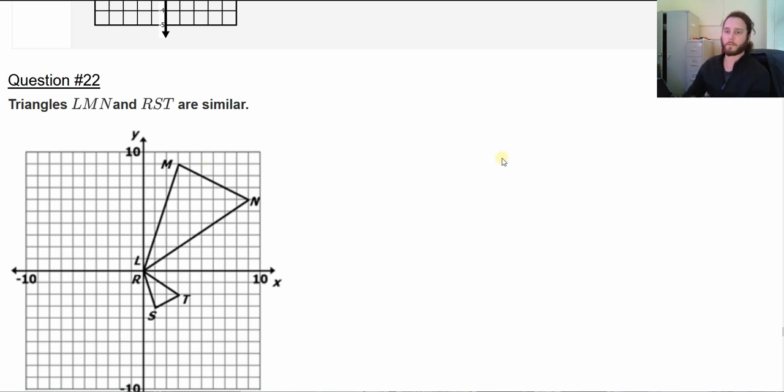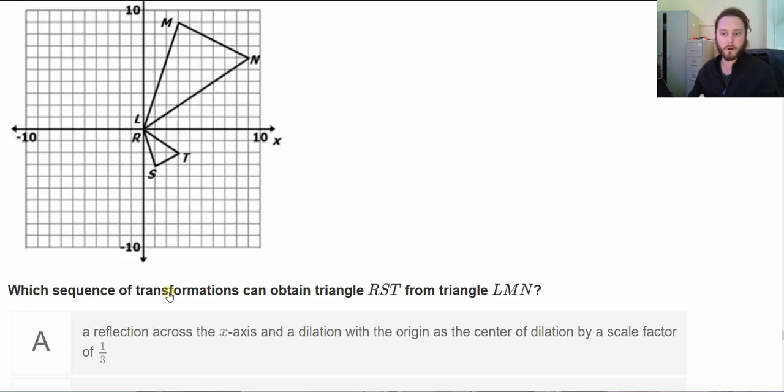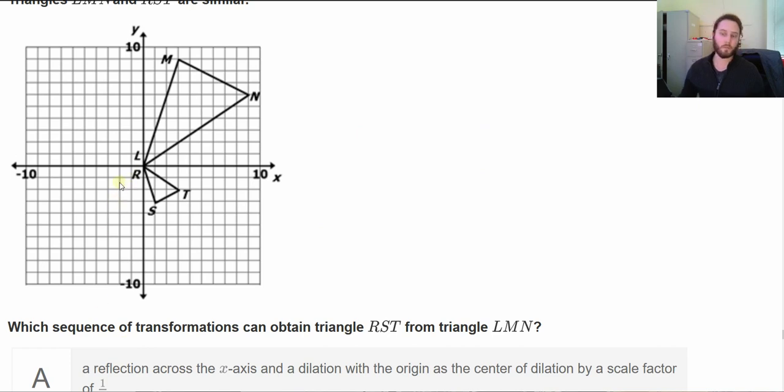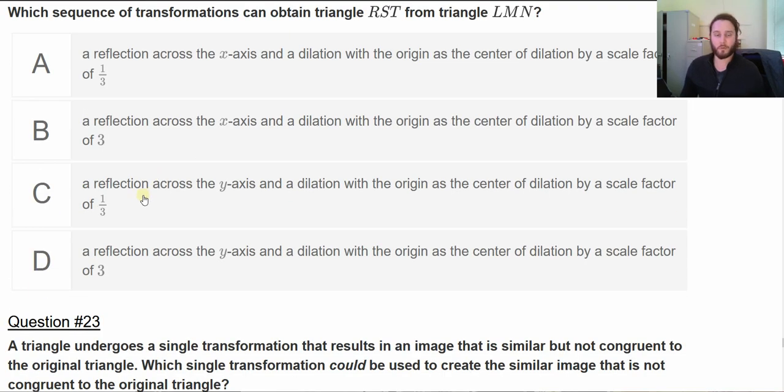Okay, so for this, we went from LMN, so this big shape, to this small one. Let's double check, see what we can cross out. We can already eliminate that it's not going to be B, it's not going to be D, because we know this shape is shrinking. So the scale factor is going to be a fraction. It has to be less than 1 for this to shrink. So when we look, we don't have to work it out, but we know it's going to be 1/3.